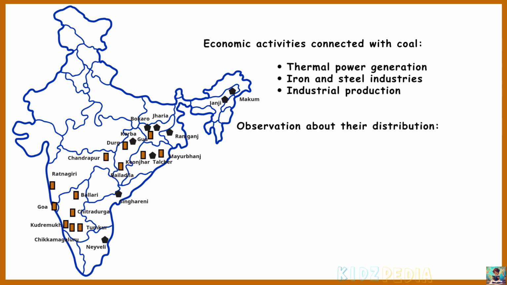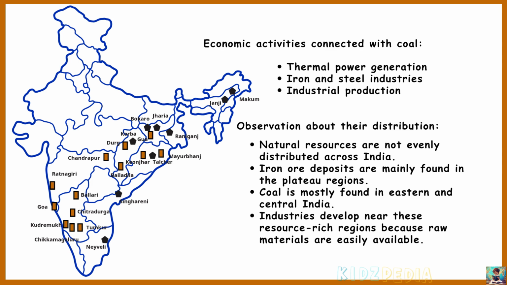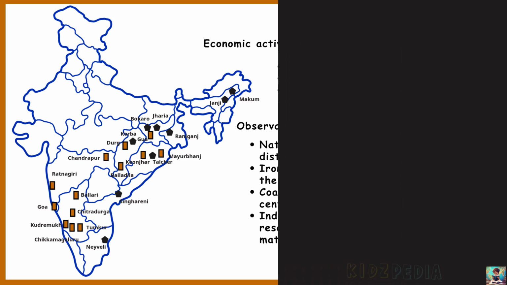And observation about their distribution: natural resources are not evenly distributed across India. Iron ore deposits are mainly found in the plateau regions. Coal is mostly found in eastern and central India. And industries develop near these resource-rich regions because raw materials are easily available. So you need to mark the following places on the map of India.